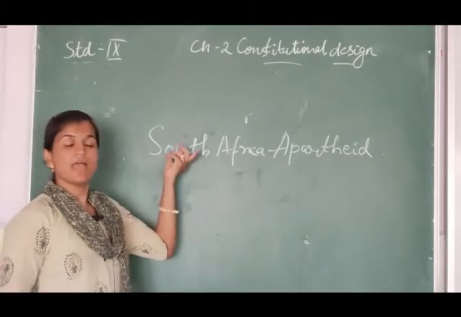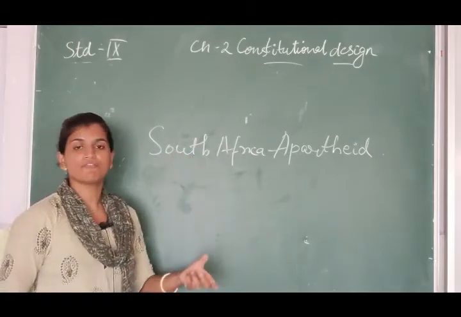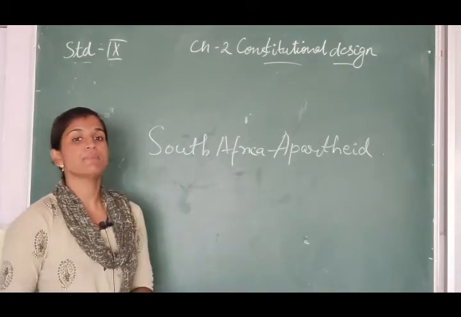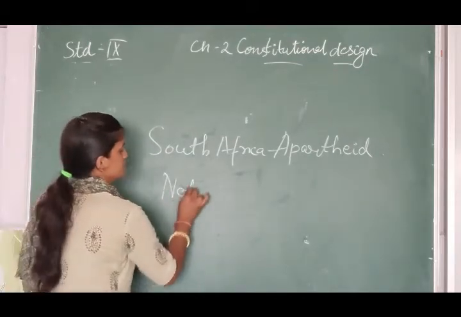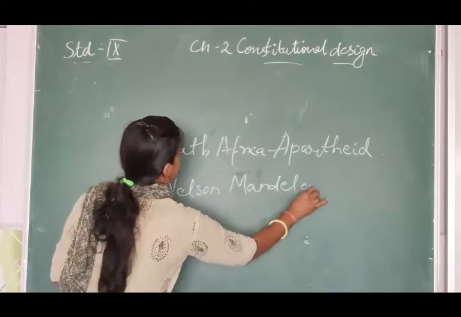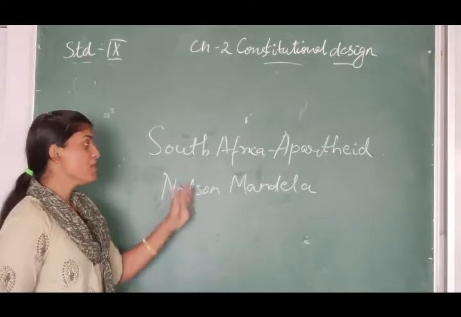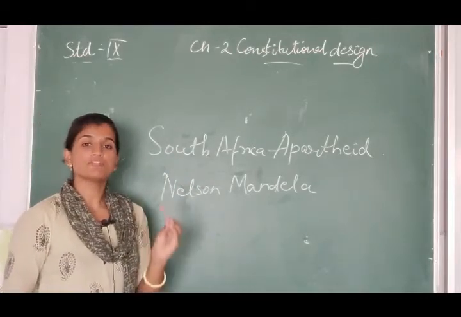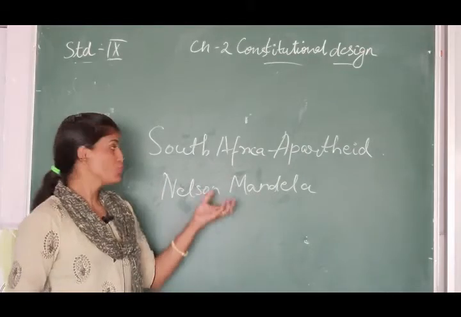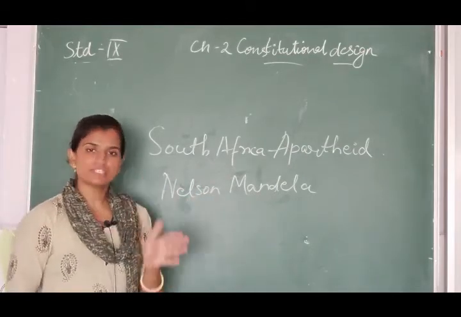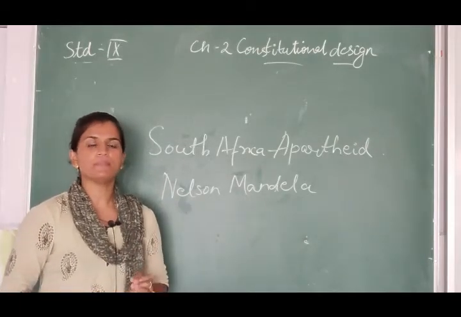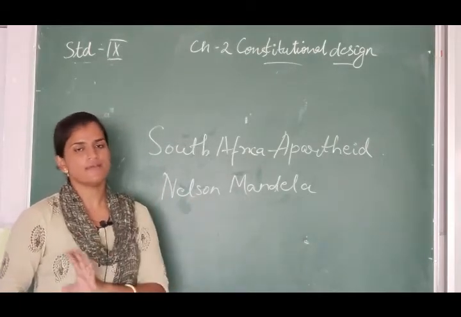So in the country of South Africa, what happened? A new role model, a new leader, Nelson Mandela, came in. Nelson Mandela worked for the minority, for the blacks, who were oppressed by the whites. Then it was decided that a constitution should be made which should give equal rights to all the people, whether black or white.